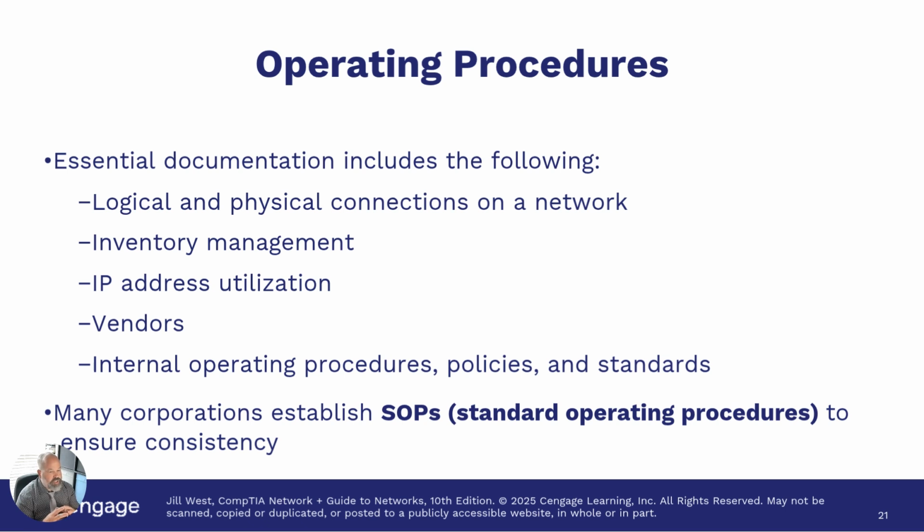Some operating procedures with essential documentation. Network connections are important. This is how everything connects together. Inventory management is what equipment you have and where it is. IP address utilization is which IP addresses are used where. Vendor information is who to call when things break.